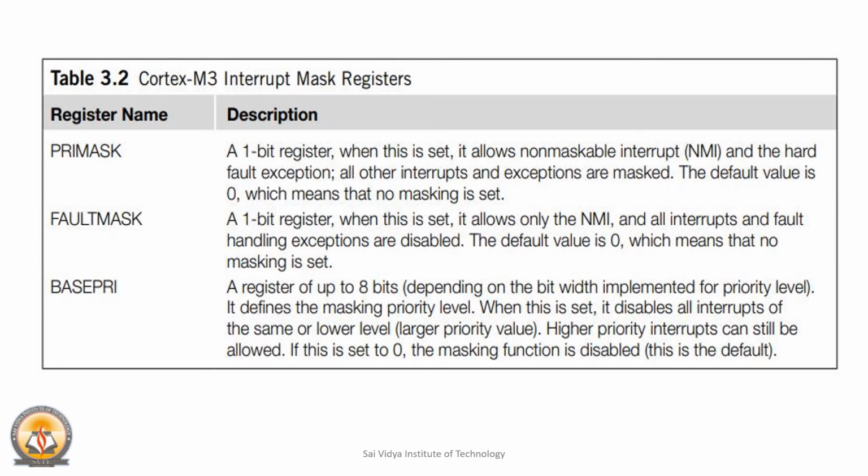Then we have the BASEPRI. BASEPRI is an 8-bit register depending on the bit width implemented for priority level. It defines the masking priority level. When this is set to a non-zero value, it disables all the interrupts of the same or the lower priority level. The higher priority interrupts can still be allowed. If this is set to 0, then the masking function is disabled.